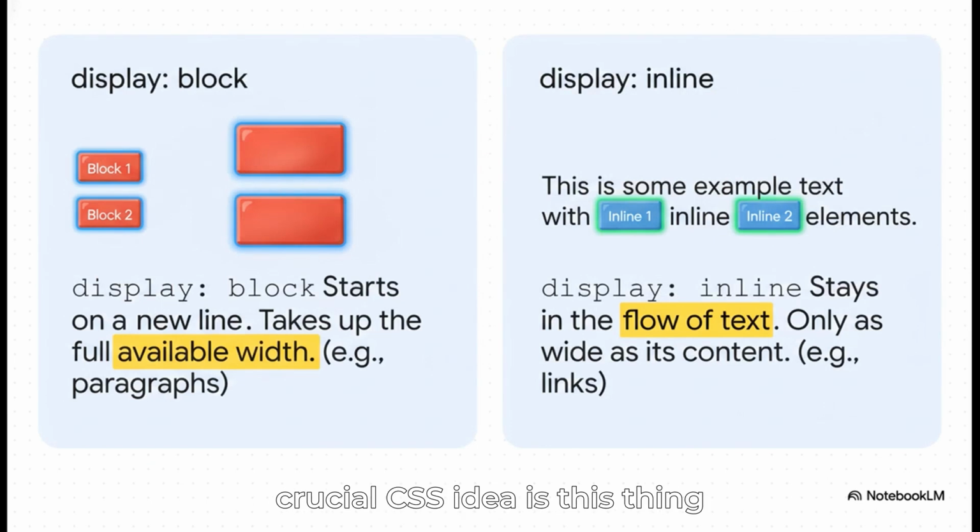Another really crucial CSS idea is this thing called the display property. Pretty much everything is either block or inline. So block elements, like paragraphs, they're kind of greedy. They demand to start on a new line and they take up the full width they can. Inline elements, on the other hand, like a link inside a sentence, they're polite. They just sit there, right in the flow of the text. Just knowing this difference helps you figure out why some things stack up and other things sit side by side.